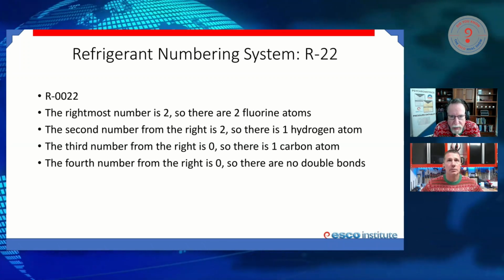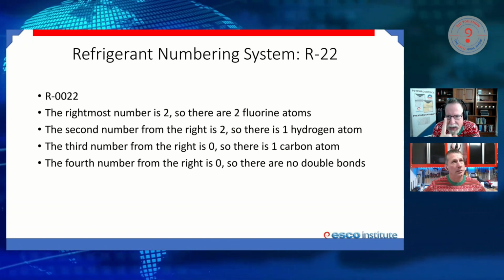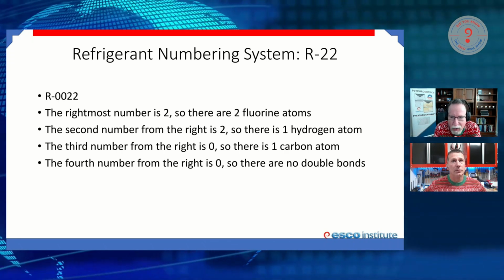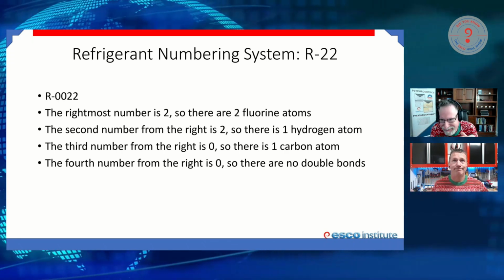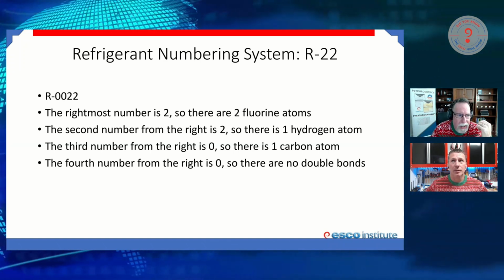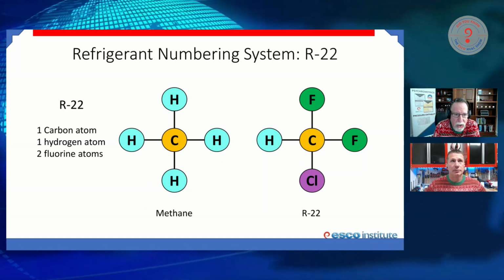The second number from the right is 2. We subtract 1 from that, so that means we have 1 hydrogen atom. The number third from the right is a 0, so we add 1. That is 1 carbon, and the number to the left of that is 0, so there are no double bonds. So the way this looks is we know this is 1 carbon atom.